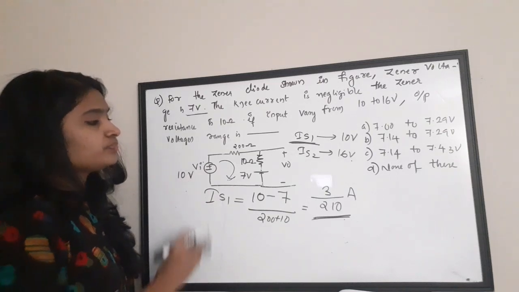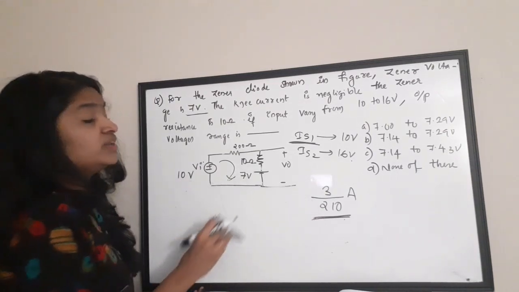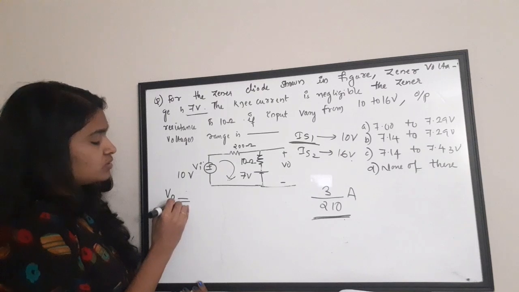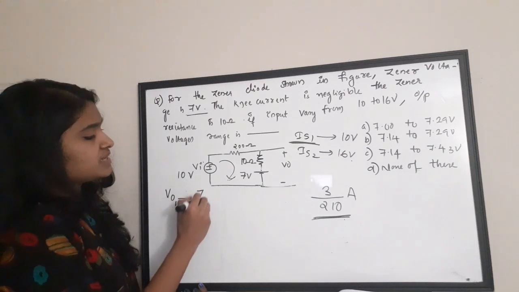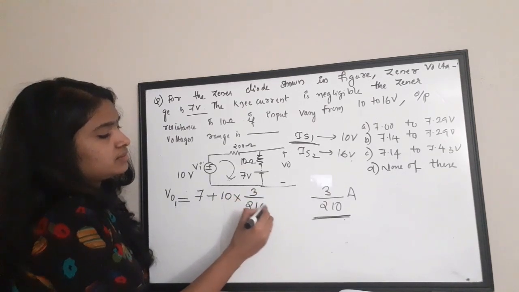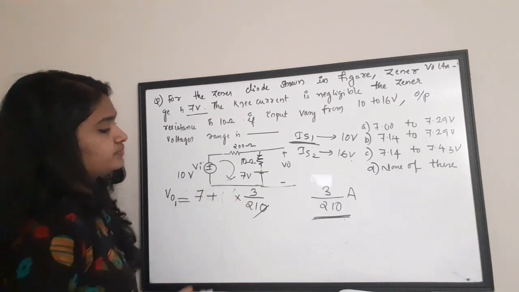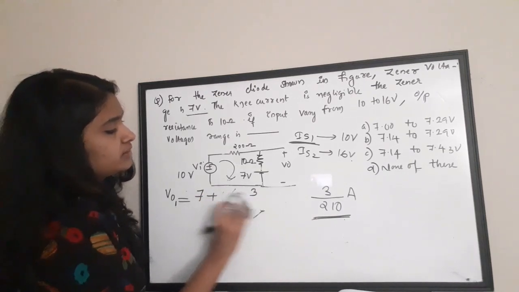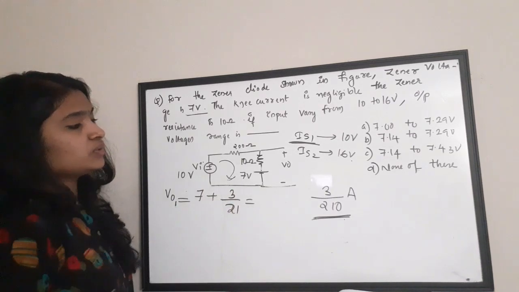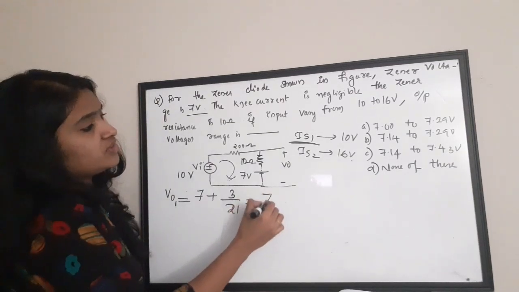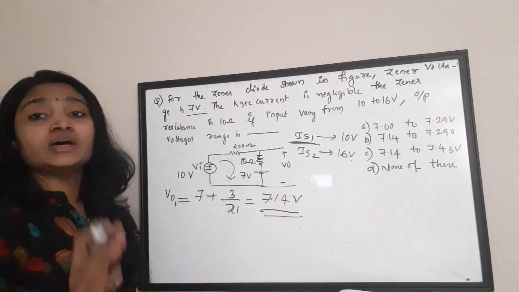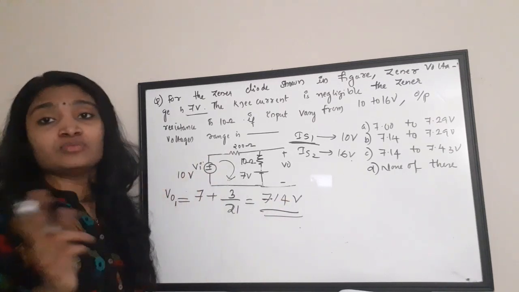10 volt. Now, apply this to your V out equation. V out, for 10 volt, I am going to call it V out 1. V out 1 is equal to 7 plus 10 into 3 by 210, which is 3 by 21. If you calculate this, you will get the value as 7.14 volt, which will be your output voltage when input voltage is 10 volt.